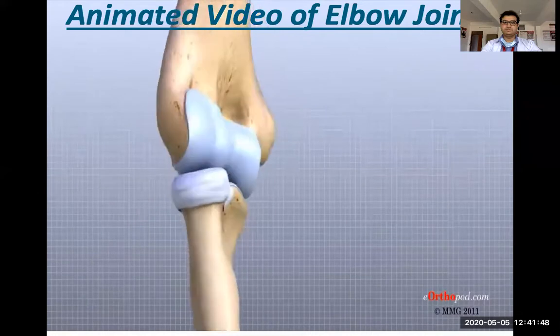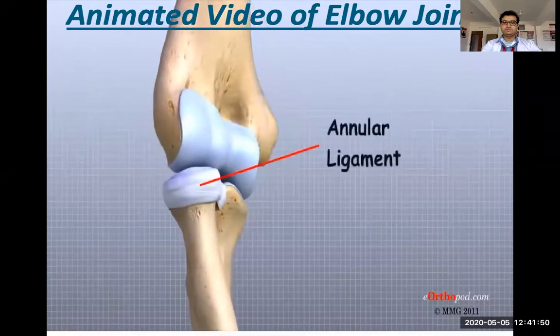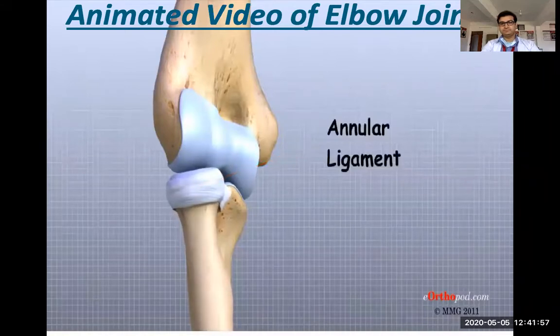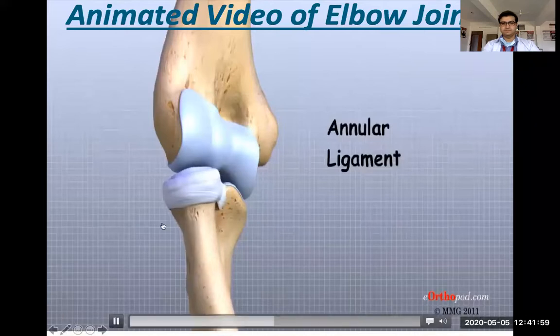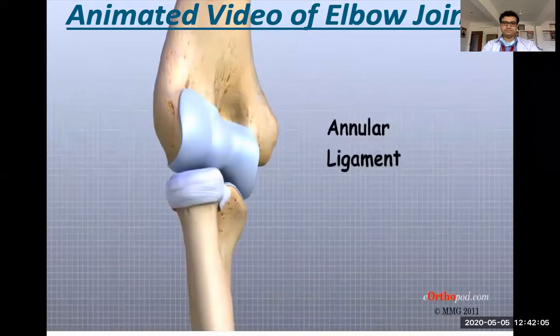Another important ligament for elbow function is the annular ligament. This ligament wraps around the radial head and holds it tight against the elbow. The word annular means ring-shaped, and the annular ligament forms a ring around the radial head as it holds it in place. This ligament can be torn when the entire elbow or just the radial head is dislocated.